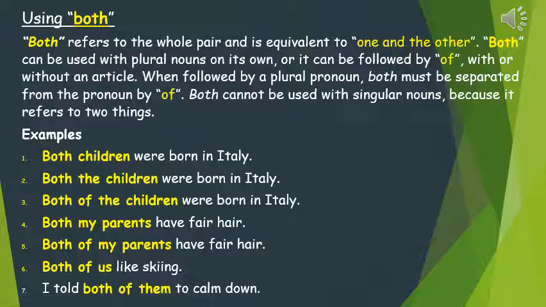Both cannot be used with singular nouns. ما نقدرش بنستخدم both مع اسم مفرد because it refers to two things. إنها ببساطة بتشير لشيئين. Both children were born in Italy. كلا الطفلان children ده plural noun زي ما انتم شايفين. Both the children هنا اسم جامع مسبوق بذا الارتكل ده. Both of the children برضو اسم جامع مسبوق بأوف وذا.